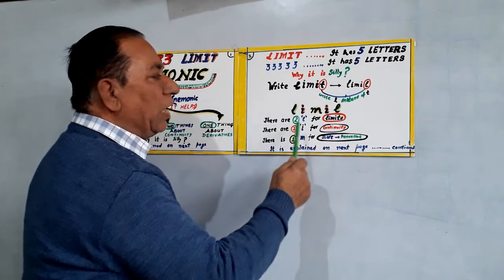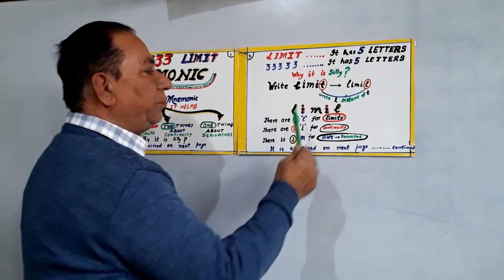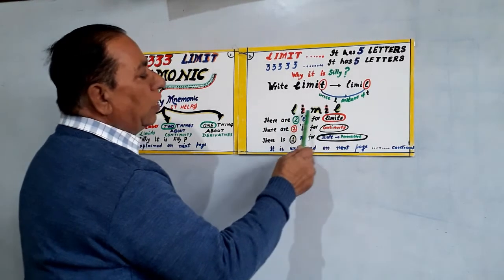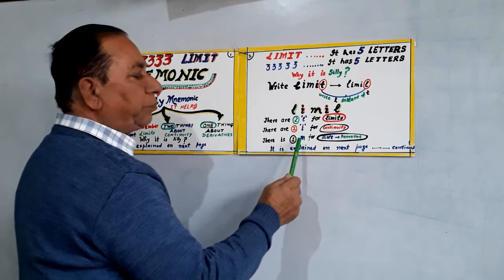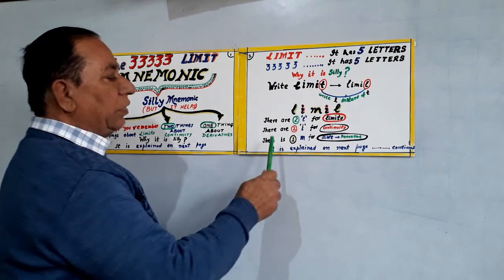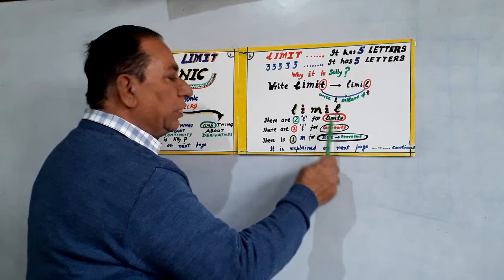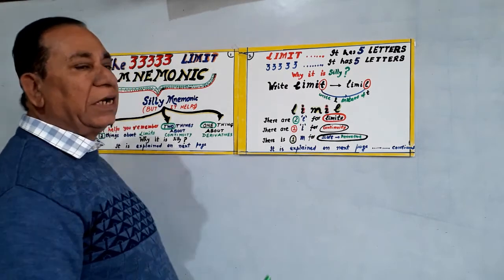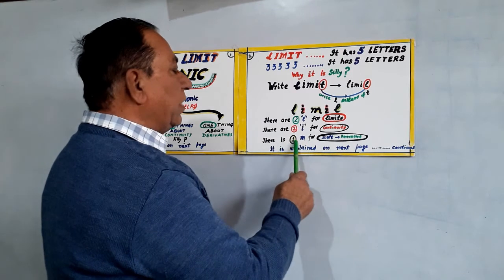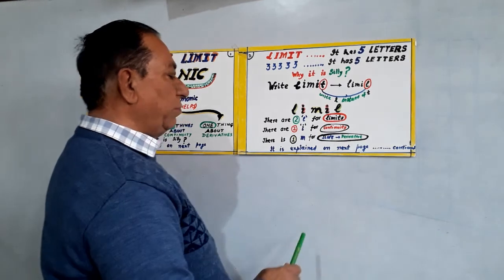Now, why have I converted this T in terms of L, small l? Because there are 2 small l here. They are for limits. Then there are 2 i's in this. They are continuity, which ends with i. There is one m. M stands for slope, and slope is derivative.